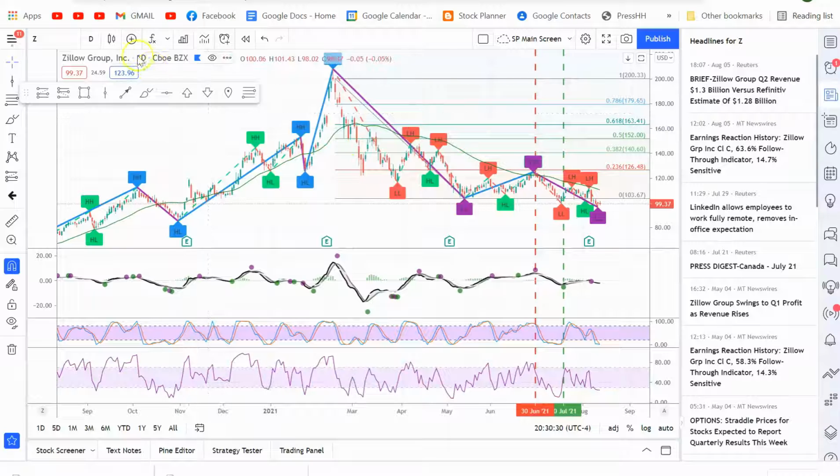And this is the daily time frame using TradingView, which is a free software package. This kind of looks like there's a head and shoulders, doesn't it? And if that is, there's more downside coming.